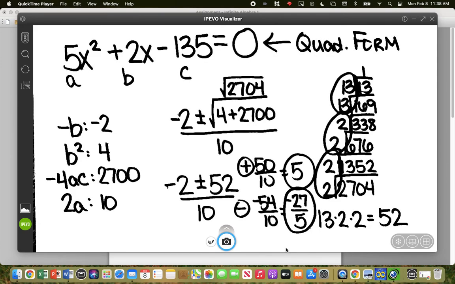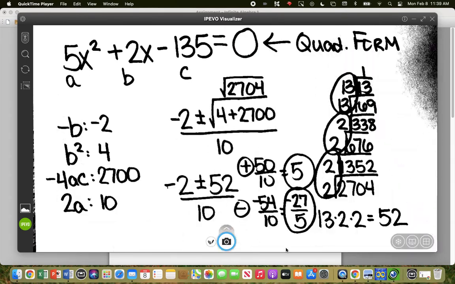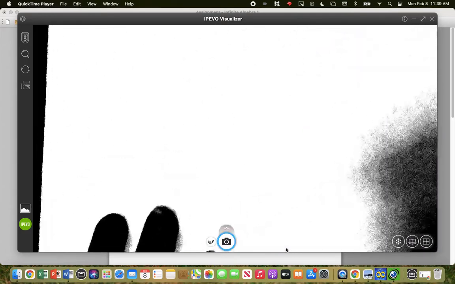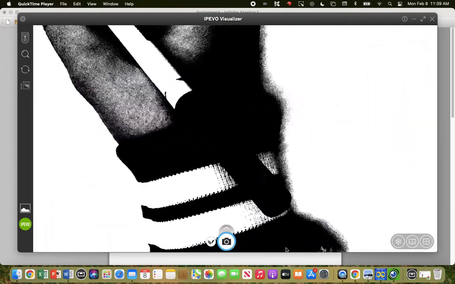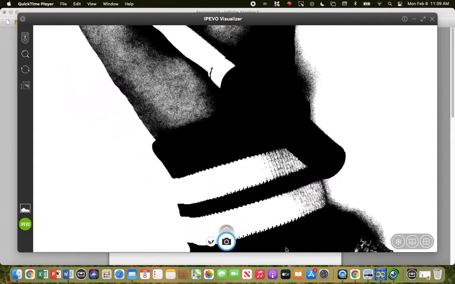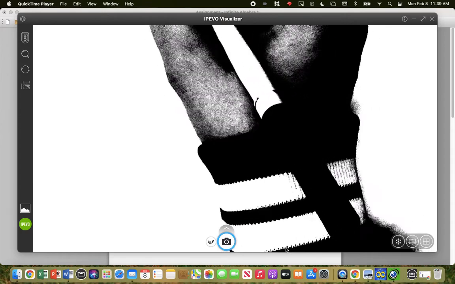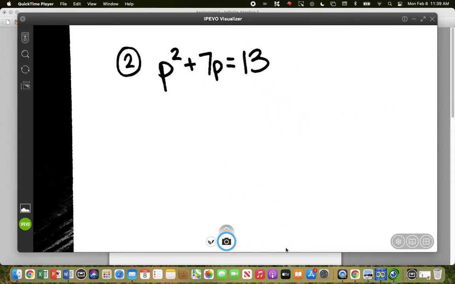All right, are we ready to try another one like this? Okay. Let me switch out. I want to make sure it works out to something different. Okay, you guys can see that, right? p squared plus 7p equals 13.